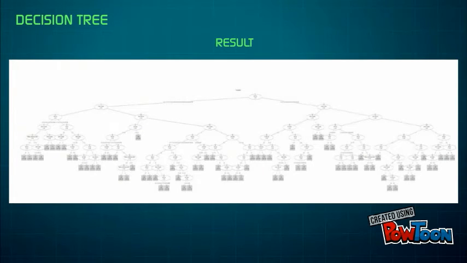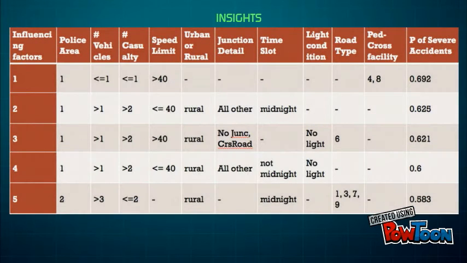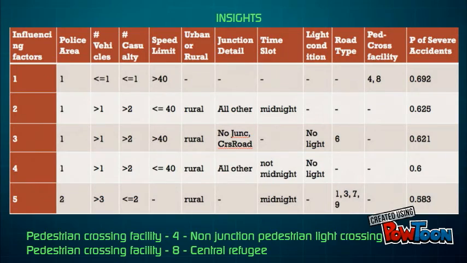This is the output of the decision tree that we had chosen based on the ROC curve prior. We will interpret this further in the next slide in order to provide a much clearer analysis from this. The rule that we have selected is based on the highest probability of accident occurrence. In police section 1, at roads with non-junction pedestrian crossing or central refuge, when the speed limit is larger than 40, if an accident occurs with only one vehicle involved, the probability of a severe accident is 0.692.